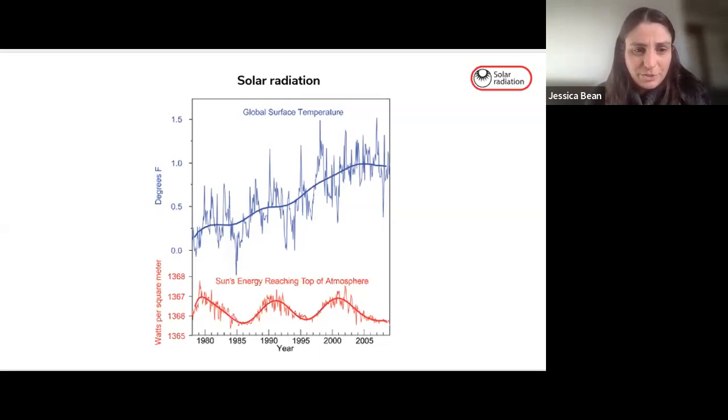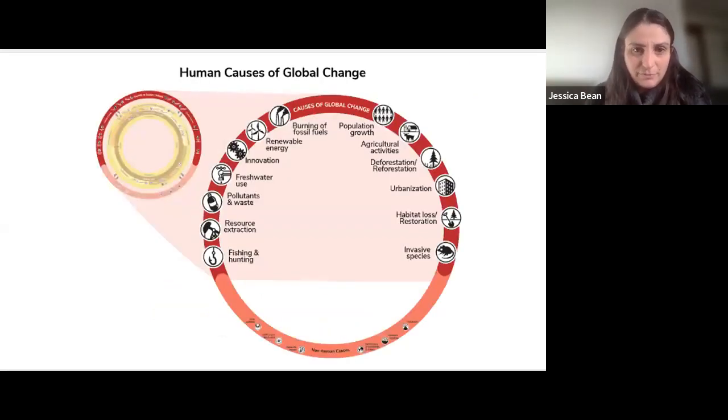So what we really have to do is turn our attention to human causes of global change. So that includes, as I've mentioned, things like burning of fossil fuels, agricultural activities, urbanization. As I mentioned earlier, we can think really broadly in terms of global change: invasive species, fishing and hunting, freshwater use, various pollutants and waste beyond just greenhouse gases, but including greenhouse gases, of course.